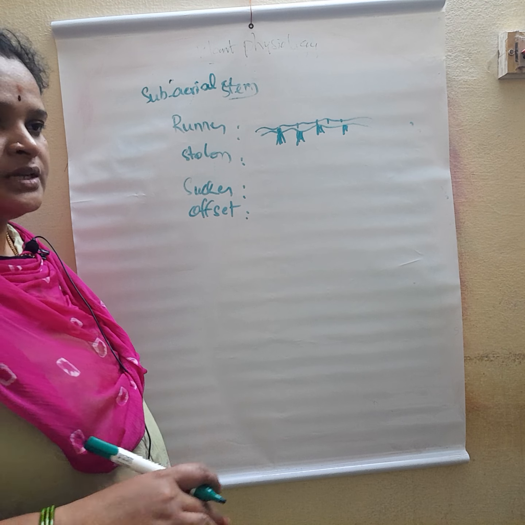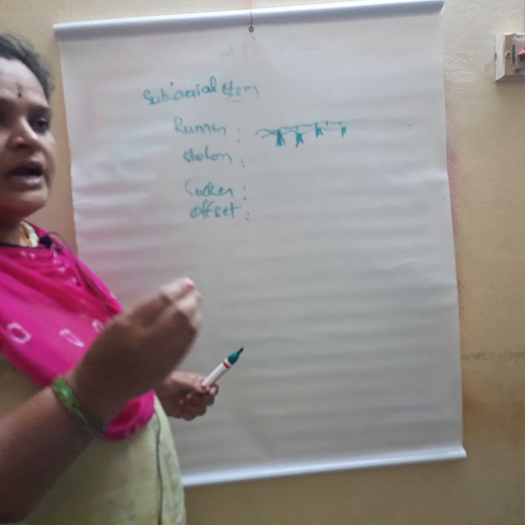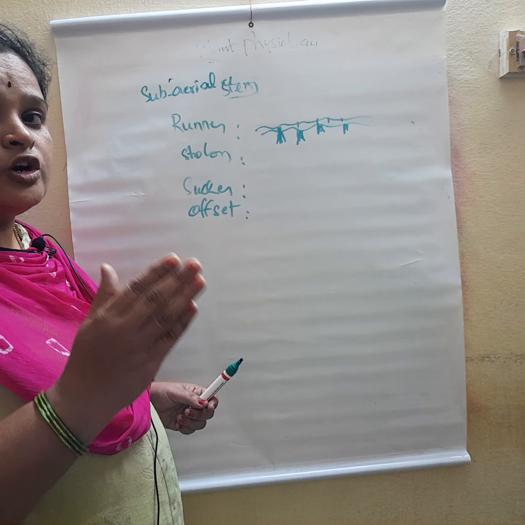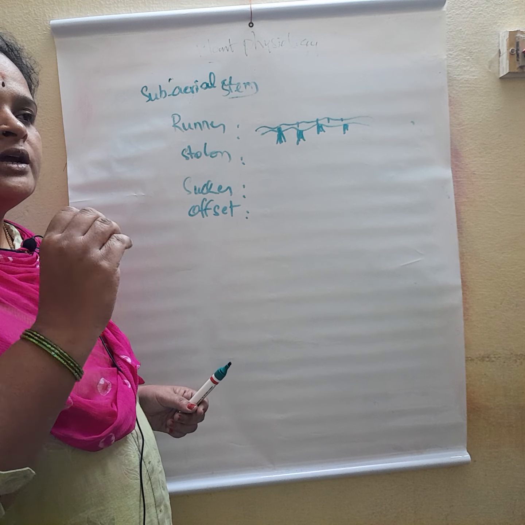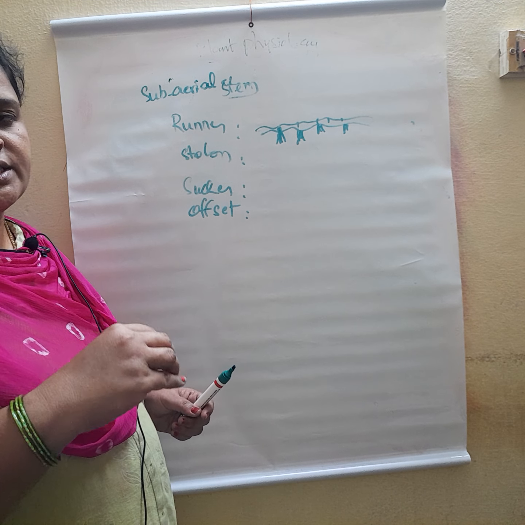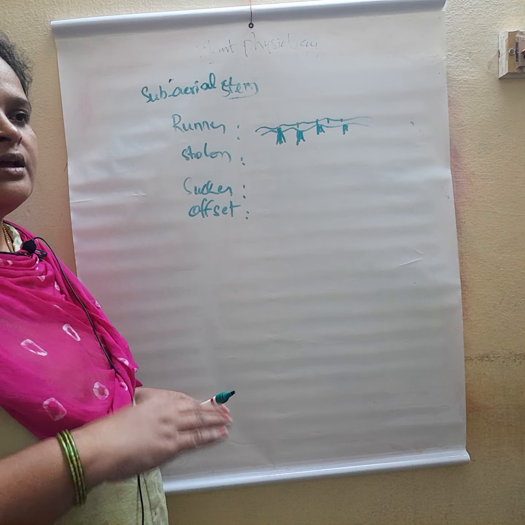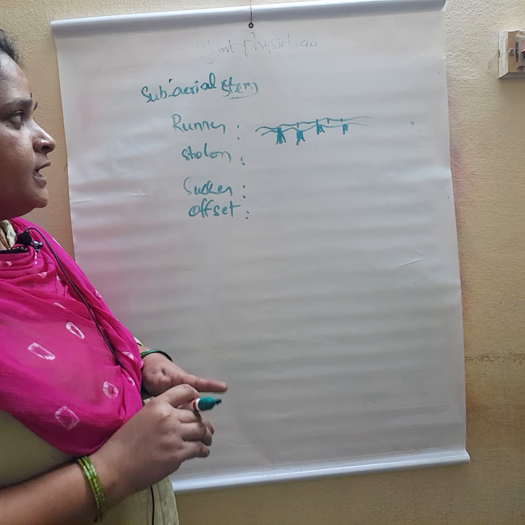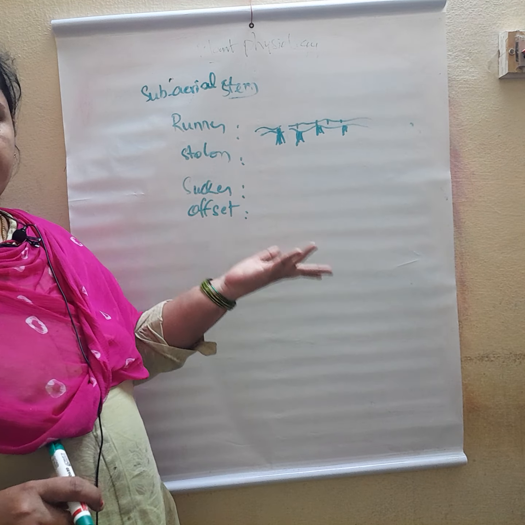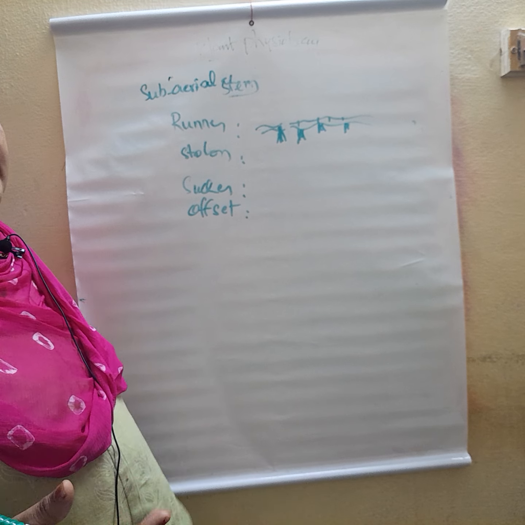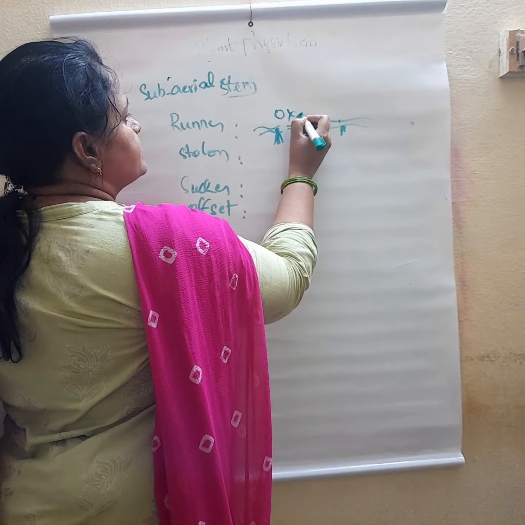Understood? In this, the stem is weak and creeps on the ground, forming niches at every node. That means it forms breaks. At that break point it produces adventitious roots, fixing the plant into the soil, and creeps on the ground like that. If it is broken off, it lives as an independent plant. That means it helps in vegetative reproduction. Example is oxalis.